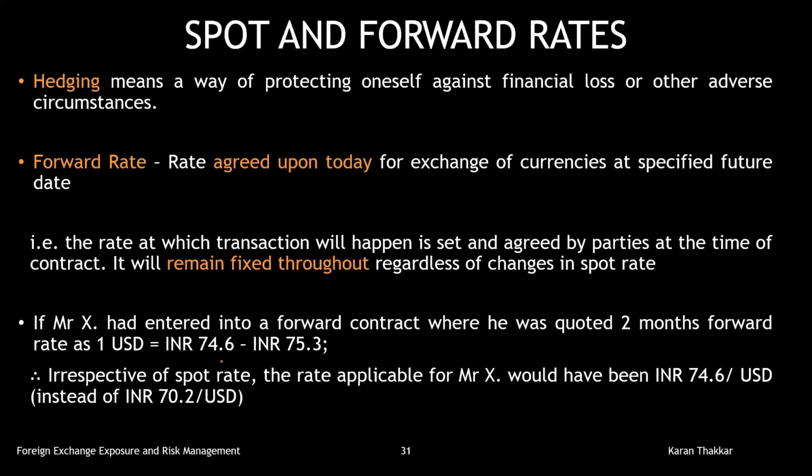Suppose the spot bid rate after 2 months turns out to be say 78 rupees per dollar. So in that case also, in spite of that, Mr. X will receive 7.46 crores and not 7.8 crores. So if he wants clarity of mind and certainty, he should opt for a forward contract. And if he wants to speculate and to have say an upside potential, he should do nothing. Thus forward contracts are very important and one of the simplest currency risk hedging tools.